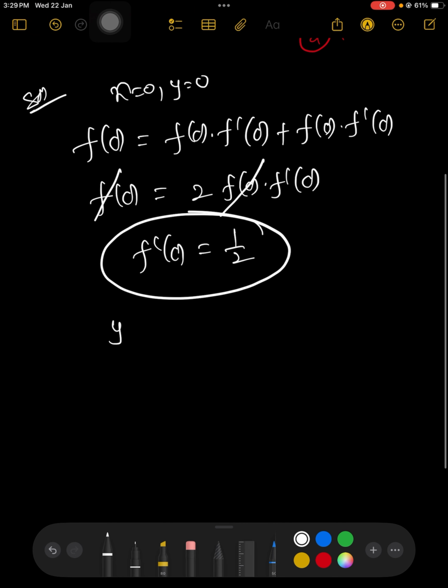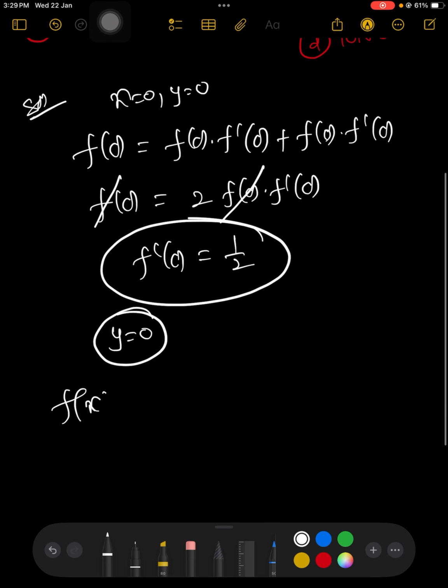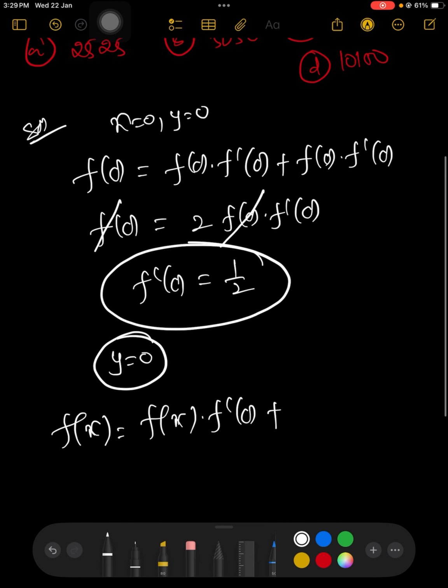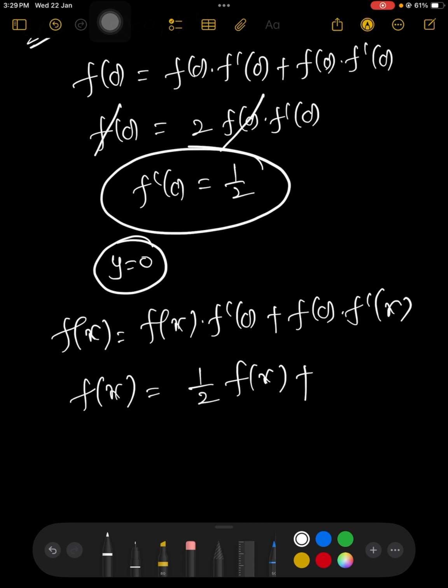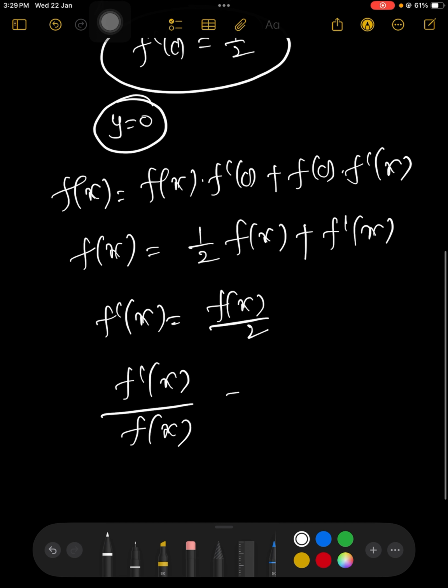Now let's take one more value, y equal to 0. If I substitute y value 0, then the left hand side we get f of x, which equals f of x into f dash of 0 plus f of 0 into f dash of x. Then f of x equals, f dash of 0 is 1 by 2, so 1 by 2 f of x plus f of 0, which is already given as 1, into f dash of x. So f dash of x equals f of x by 2, then f dash of x by f of x is equal to what?